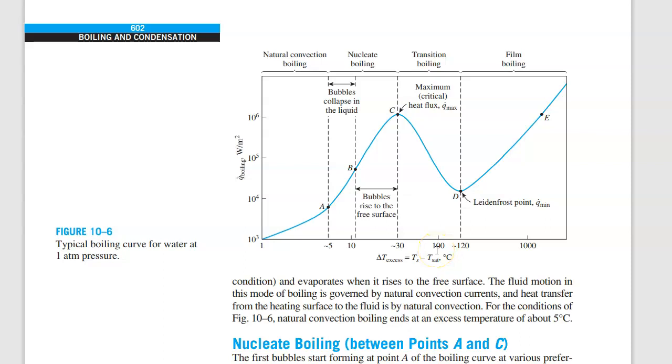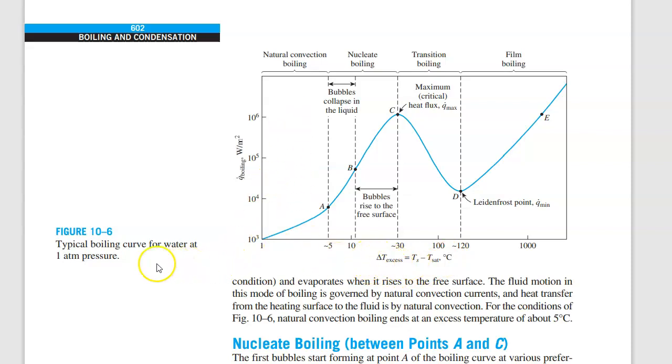Today I would like to give you a short tutorial regarding boiling and condensation. I assume that you have already gone through the slides and also the short video regarding boiling and condensation. So basically this is just a recap of it.